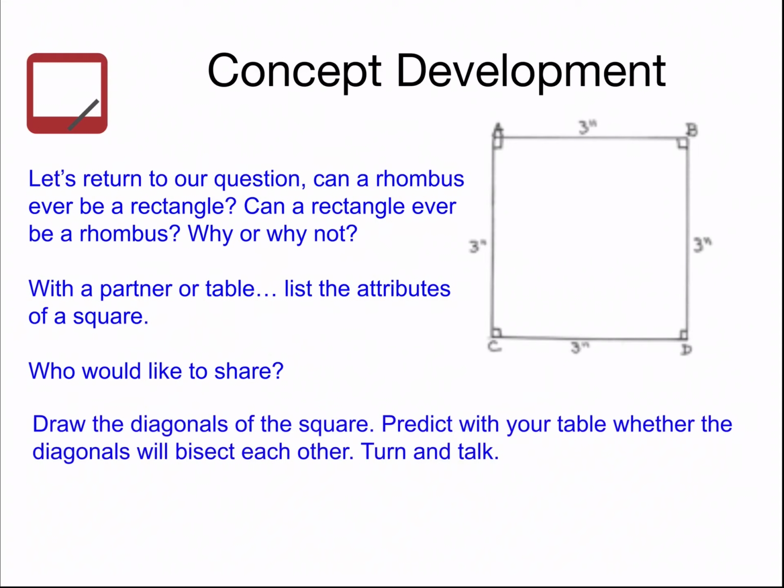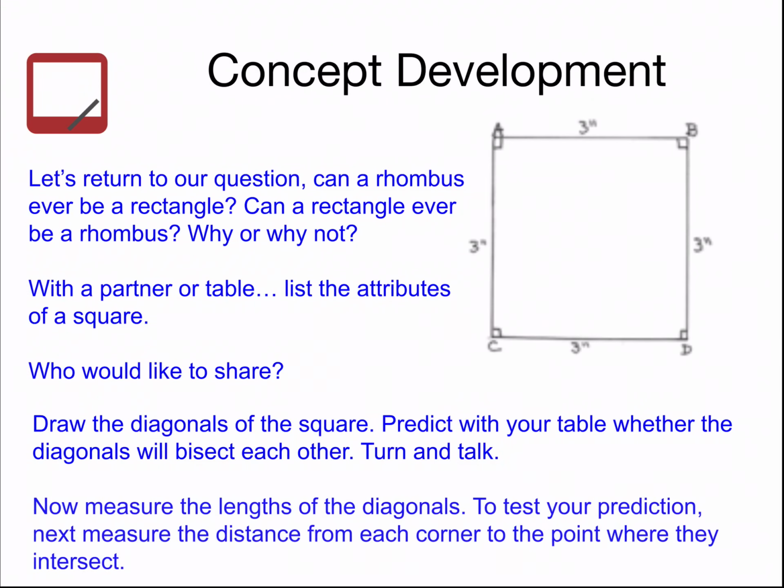We saw your list of attributes of a square. Okay, then you want to draw the diagonals of the square, so from A to D and then from B to C. Will our diagonals bisect each other? And then measure the lengths of your diagonals to test your prediction. And then measure the distance from each corner to the point where they intersect. And what do you notice?